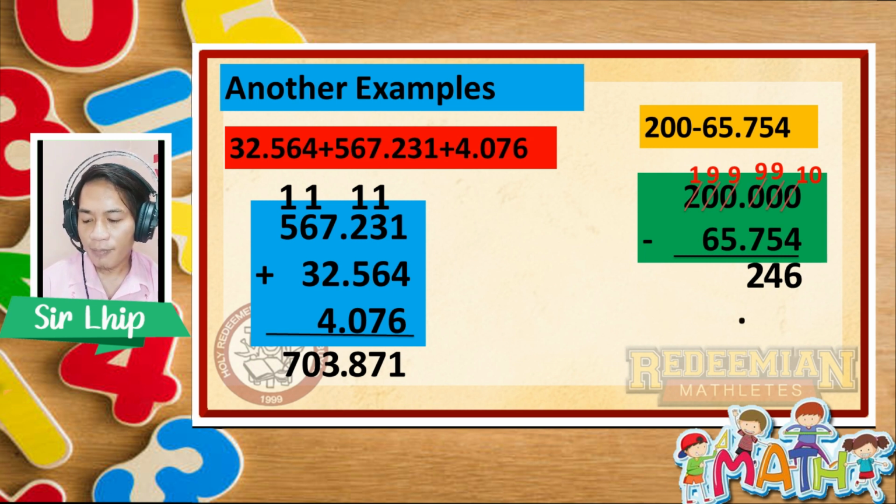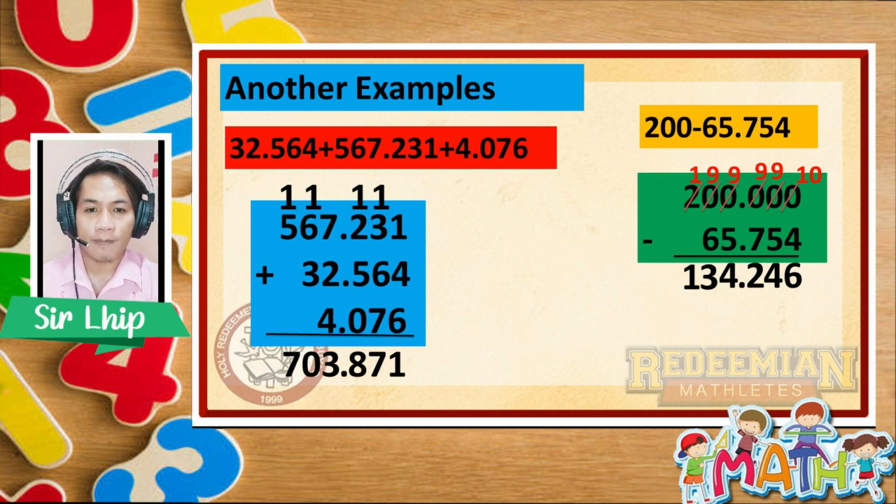Then write the decimal point. 9 minus 5 equals 4, 9 minus 6 equals 3. Bring down 1. The difference is 134 and 246 thousandths.